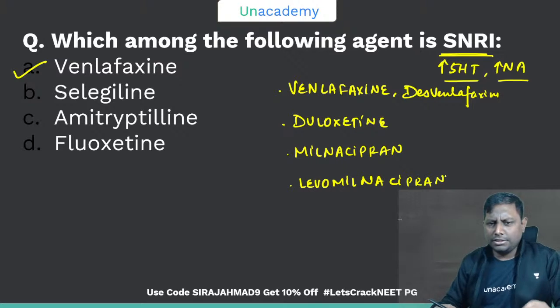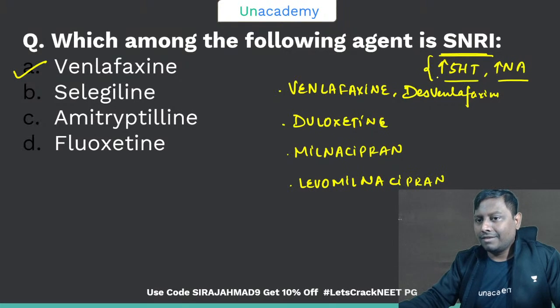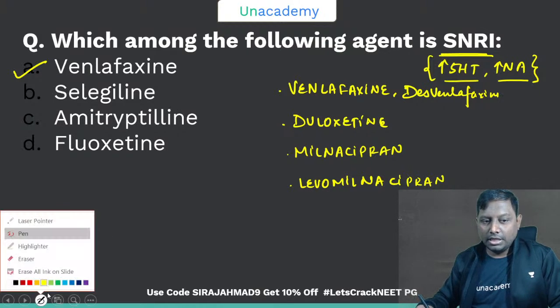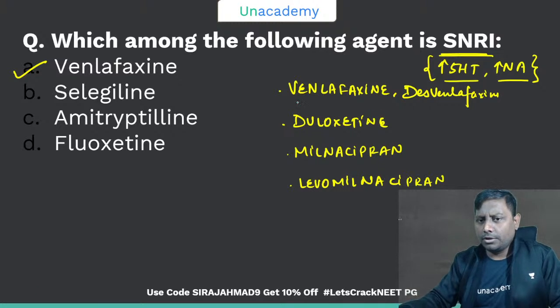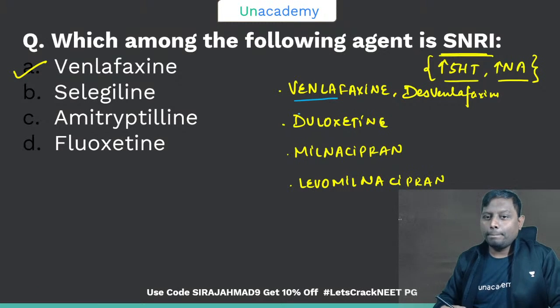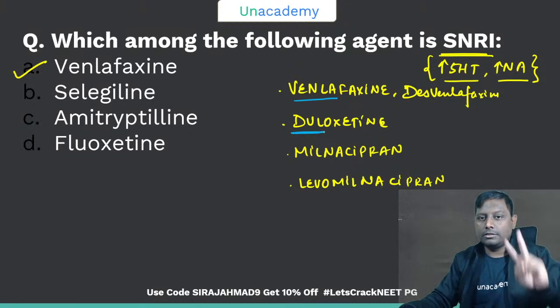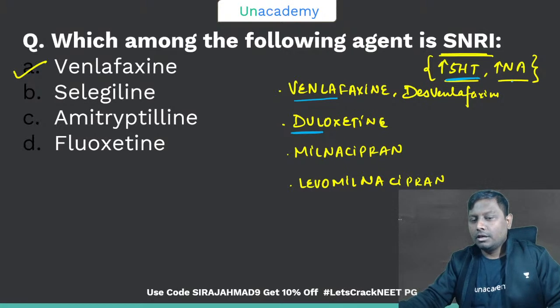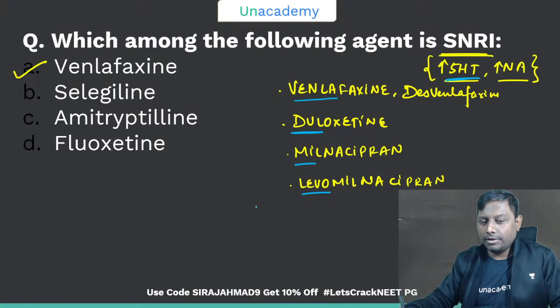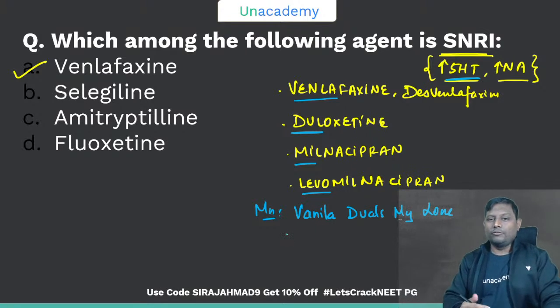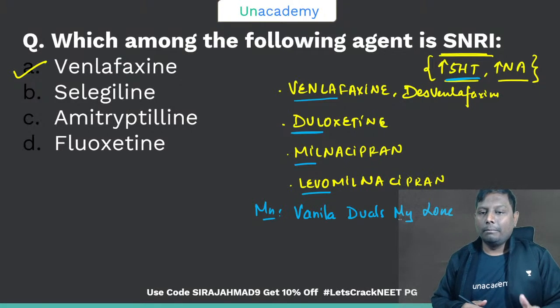So how to remember this? A very easy way. With an SNRI, you are going to increase the level of two neurotransmitters, serotonin and noradrenaline. You can easily remember this by a very simple mnemonic. Venlafaxine sounds like vanilla, the ice cream. Whenever I use vanilla ice cream, so vanilla duals, increasing the level of two neurotransmitters. Vanilla duals my love. You will never forget this. Try it sometime, vanilla will dual your love. So vanilla duals my love: venlafaxine, duloxetine, milnacipran, levomilnacipran.